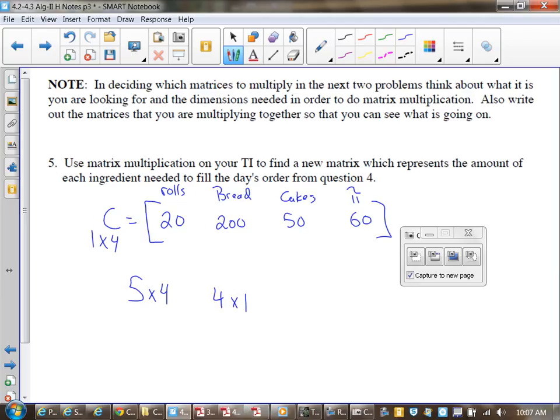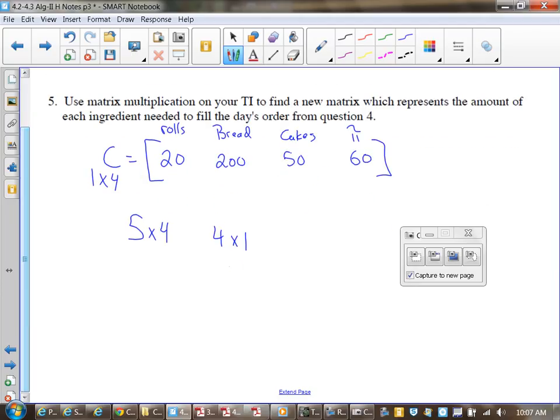You have to put them in the order. Look at your matrix A. Or sorry, let's talk about table A. If you look at table A, it goes rolls, bread, cake, and pie. So if I flip this, it would just be 20, 200, 50, and 60. I just have to keep it consistent to what the ingredient matrix was going with.